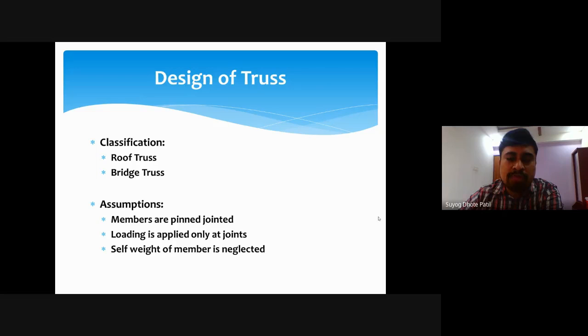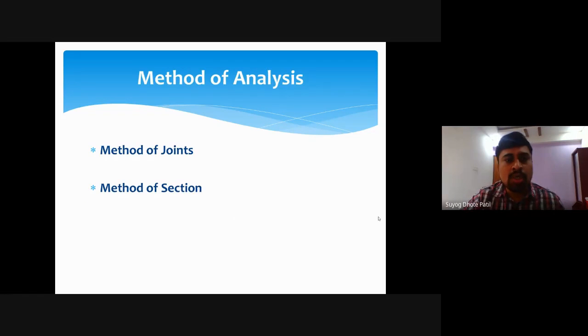Third, the self weight of a member is neglected. We will not consider the self weight of a member during analysis. These three assumptions are taken together to solve any truss. Now, method of analysis. For the truss, there are two basic methods of analysis: method of joints and method of sections.